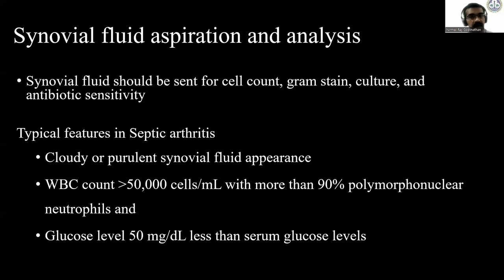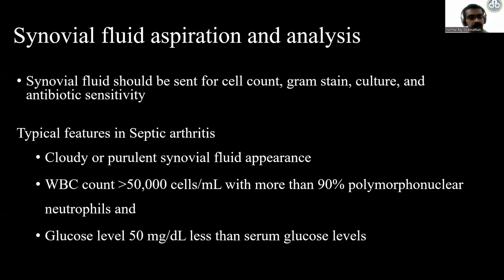Third thing, whenever we have a doubt of septic arthritis, or an osteomyelitis with a reactive effusion, or an effusion which may be reactive or a septic arthritis, we are going to tap the joint. This is going to be very handy and helps us in diagnosing these disorders. A synovial fluid should be tapped, and if it is a deep joint, you can use ultrasonography to tap the joint, and it has to be sent for cell count, gram stain, culture and antibiotic sensitivity if growth occurs. So the typical features in septic arthritis are a cloudy or purulent synovial fluid, the WBC count more than 50,000 cells per ml, with more than 90% of them being polymorphonuclear neutrophils. Apart from them, the glucose level and protein level are also being used, but the first two things are more important.